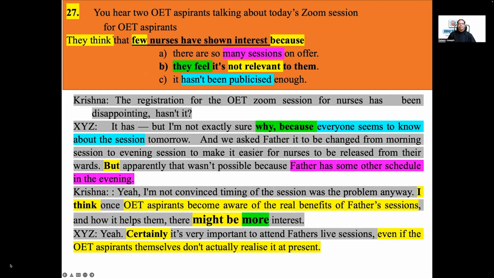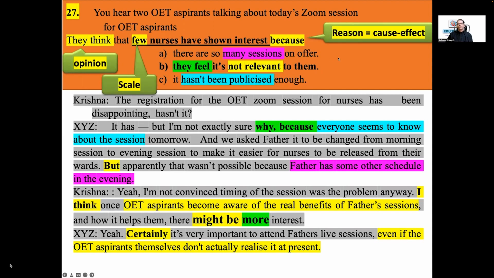Okay, here also in the question, when they say they think, it's an opinion they are asking for, right? The question itself says they think that few nurses have shown interest because they think, because now Krishna is giving the opinion at the same time. XY said, yeah, certainly it's very important to. She agrees with that. So that's why it is the opinion of both of them. They think that. That's why assessing the question and answer options and finding out the stem words is very, very important to understand. So this is, they think speaks about the opinion, and few is the scale there.